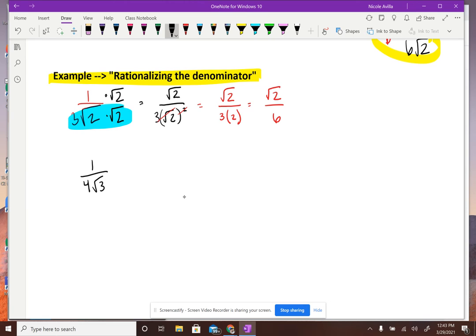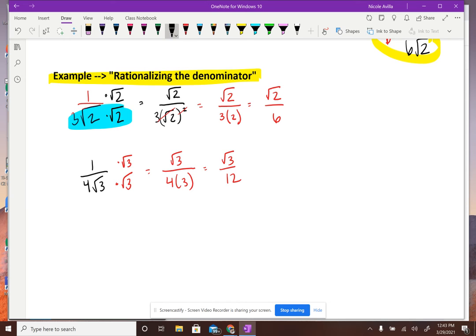Let's say I have something like this. If I want to rationalize this, I can multiply top and bottom by the radical that I do not like in the bottom. That's going to move the root 3 up to the top, and then I'm going to basically have 4 times 3, what's under the square root, get rid of the square root, and I'm left with just a 3. So I have root 3 over 12.